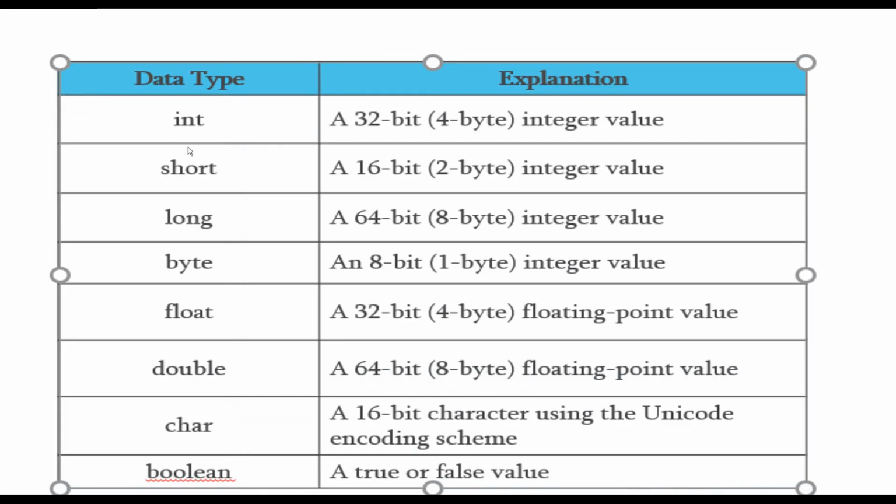So Java supports a huge range of variables. You can see here integer, short, long, byte. These four support whole numbers. Whole numbers means without a decimal number. Then we have float and double that support decimal numbers. Then character, which supports a single character like A, B, C. And Boolean, which supports true or false.